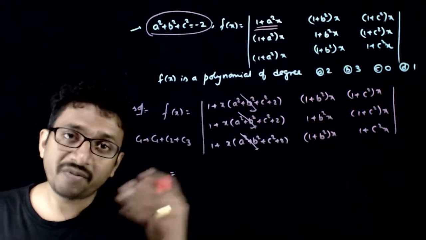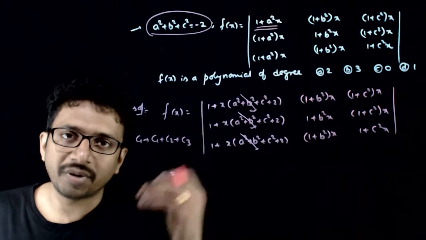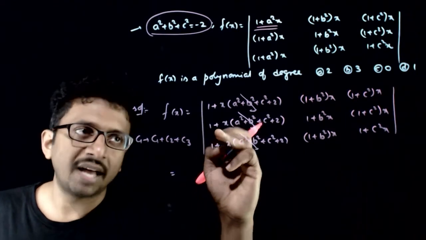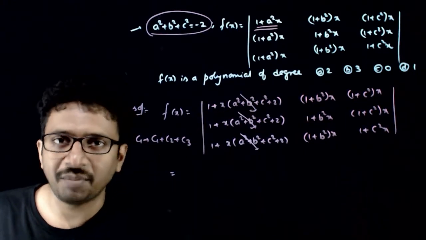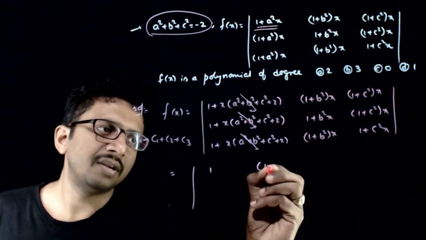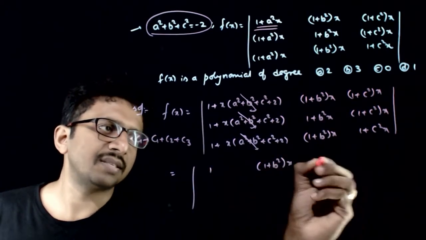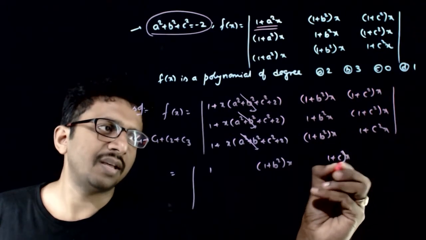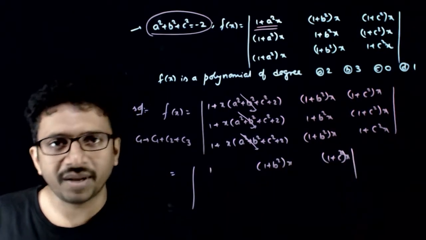Now I'll further simplify this determinant by using row operations. R2 becomes R2 minus R1, R3 becomes R3 minus R1. If I do this, the first row will remain intact: 1 plus b square times x, 1 plus c square times x. The first row will remain intact.